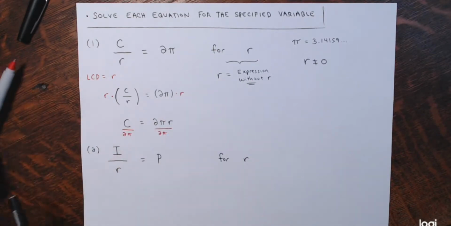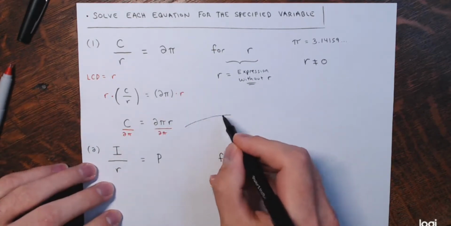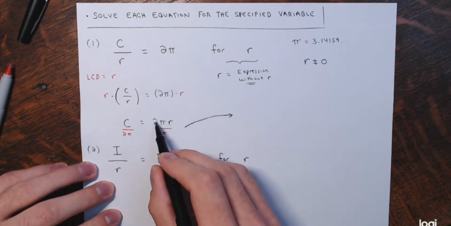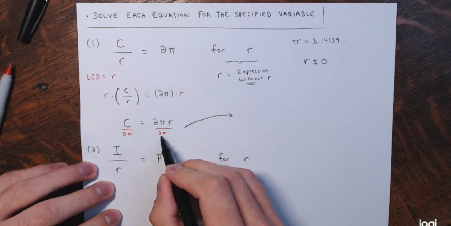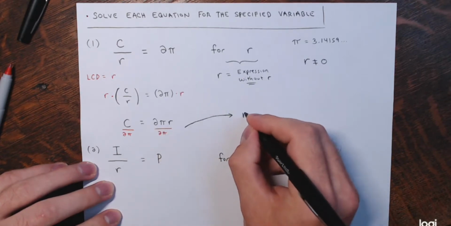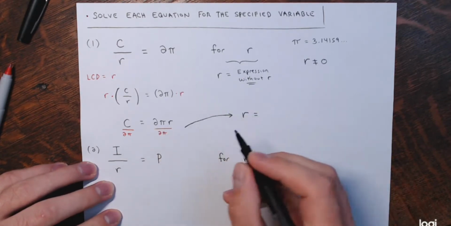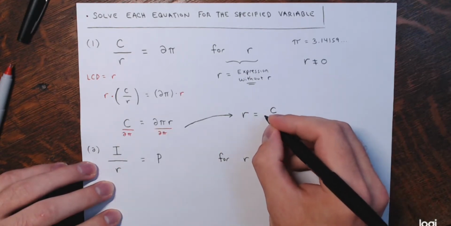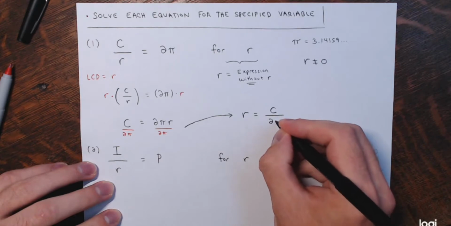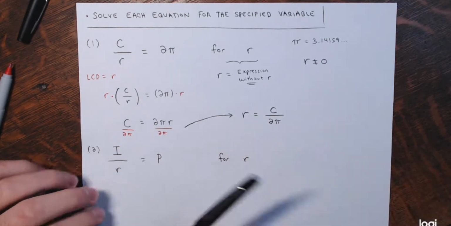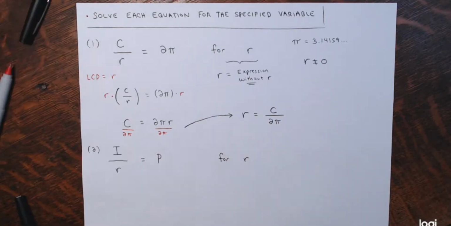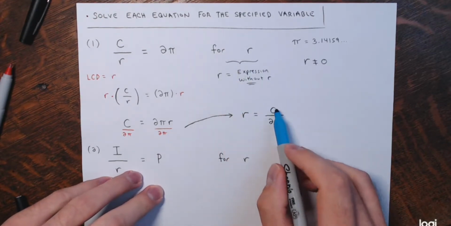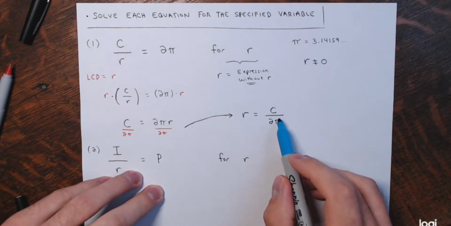So when all is said and done, I'll just switch sides here. The 2's cancel, pi's cancel, you get R equals, and then the other side, nothing cancels, and this is C divided by 2 pi. And there's our final result. R is solved for. R is alone on one side, and then there's an expression without R on the other.